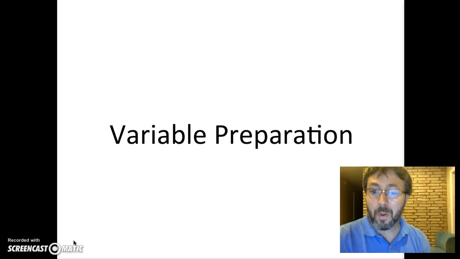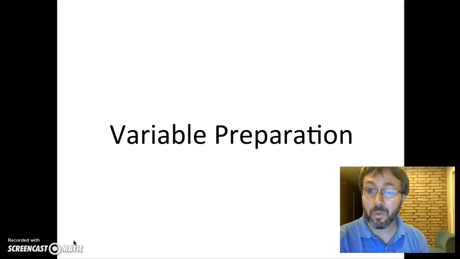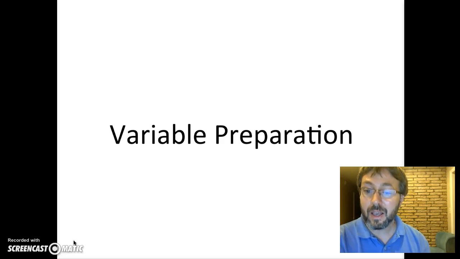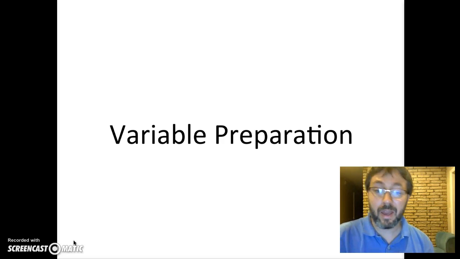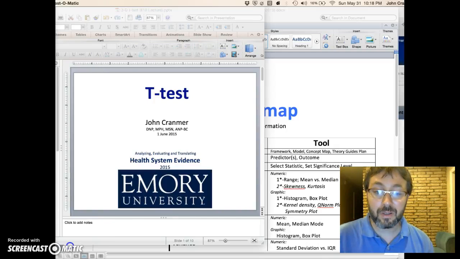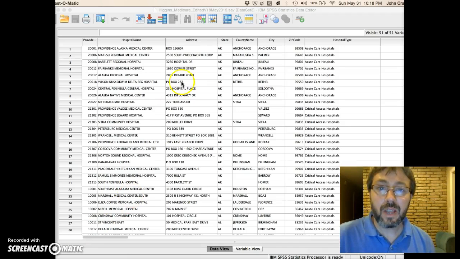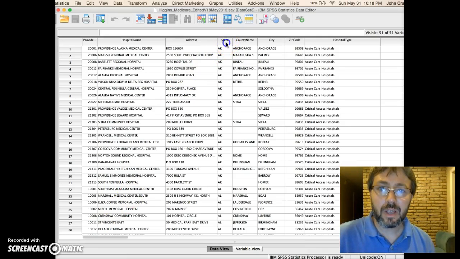So let's talk for a moment about how to prepare some variables within SPSS. We've been looking at how the state in which a hospital is can have an effect on some of the outcome variables that we've looked at. So what I'd like to do now is take a look at the state variable within SPSS and talk about how we can modify it for our analysis purposes. As you have a chance, please open up the data set we've been working with, and let's go to the data view and look at our state variable.